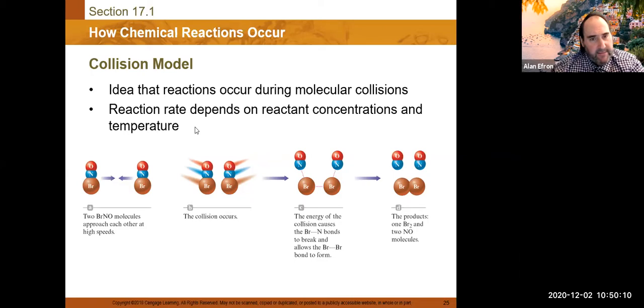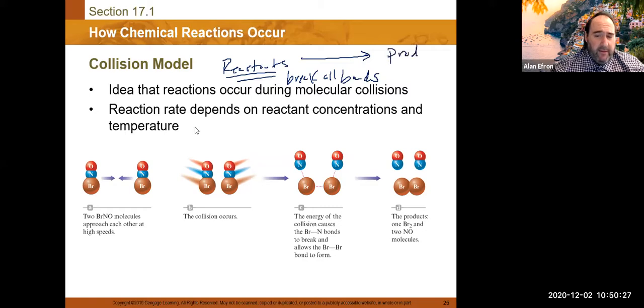As a reaction goes on, essentially all of our reactants have to break all their bonds, and they need to reassemble on the other side as our products. So they need to make all these new bonds. As a reaction takes place, there's a transition in this process. As they collide, everybody starts breaking bonds, and they slowly start to form these new bonds and new molecules on the other side.